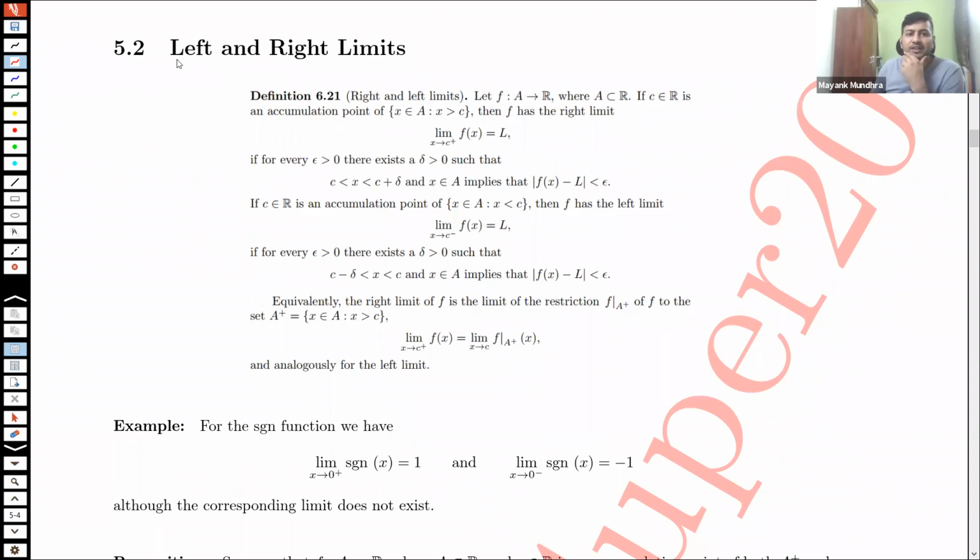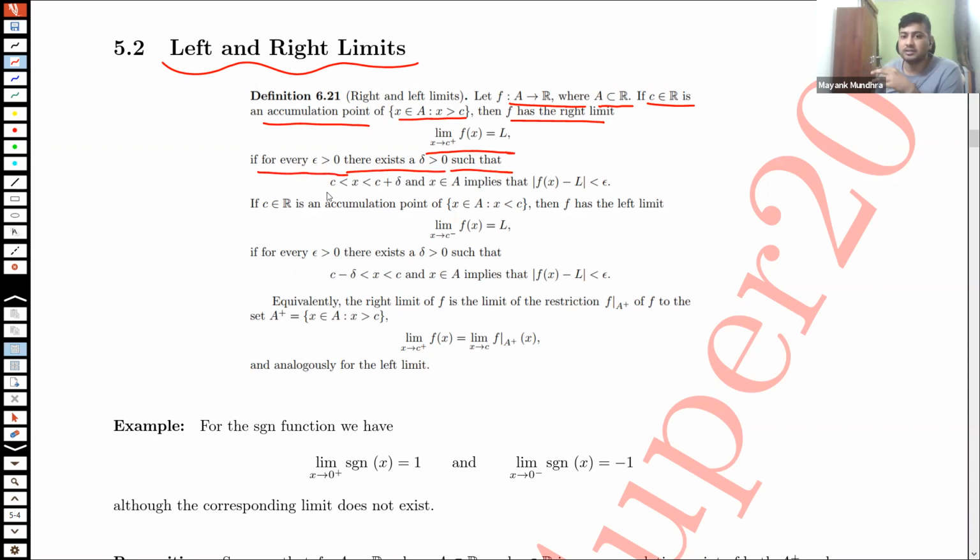All right, now left and right limits. So we first look at left and right limits. What are left and right limits? Take a function f from A to R, where A is a subset of R, and c is an accumulation point of the domain of this function. Then f has the right hand limit, as x tends to c plus, f(x) equals L, if for every epsilon positive there exists a delta positive such that this thing holds.